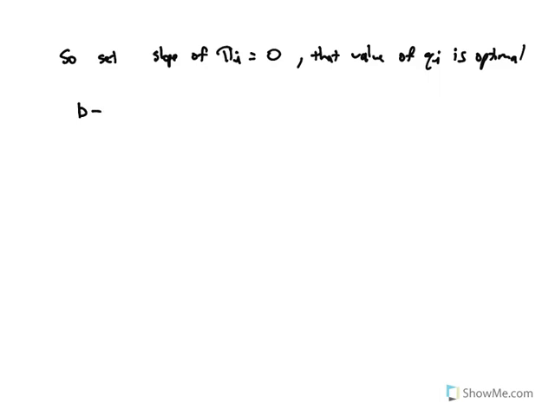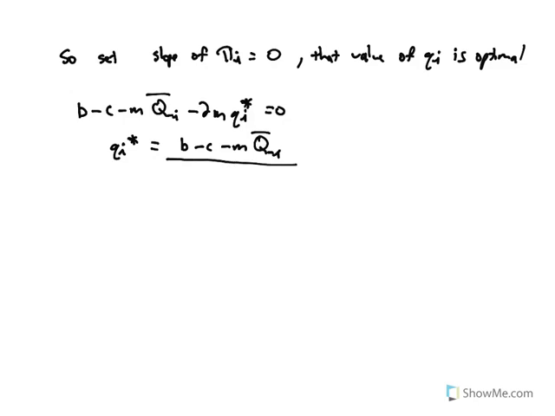So we have B minus C minus M times Q minus I bar minus 2M QI. The optimal value of QI, which we'll call Q star, is where that slope equals 0. Which means that QI star is equal to B minus C minus M times the quantity that everyone else produces, or my belief about what they do, divided by 2M. That's our best response function.